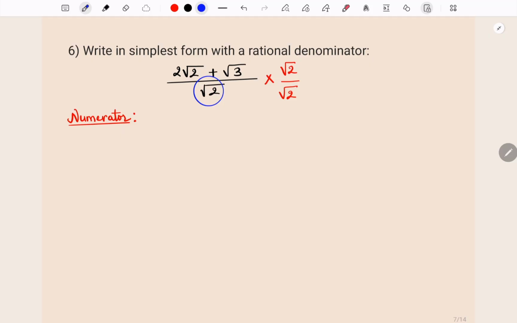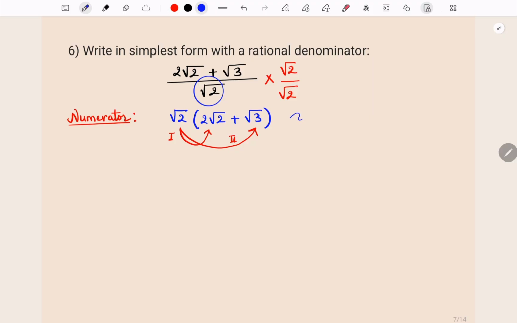So in the numerator, we have root 2 multiplied to 2 root 2 plus root 3. We already know how we can solve this. First, we need to multiply this root 2 with 2 root 2. That would be the first multiplication. And then we need to multiply this root 2 with root 3. That would be the second multiplication.